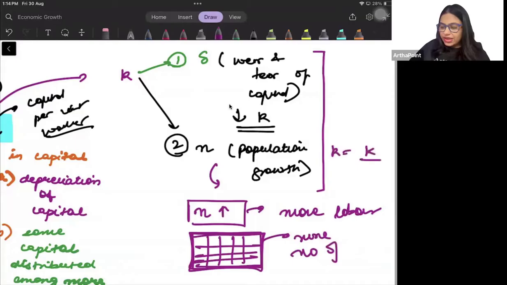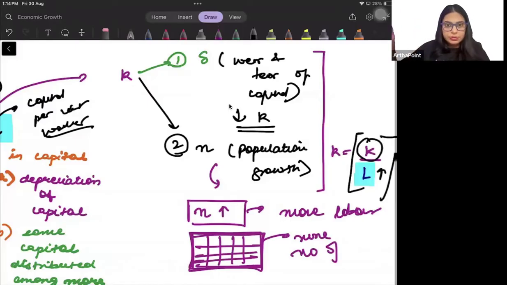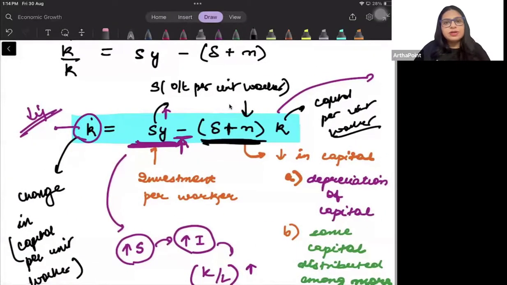Small k was K by L. So when labor is increasing, then the same capital needs to be distributed among more people. So capital per unit worker will decrease. हर इंसान को जो मिलेगा वो कम हो जाएगा. So imagine land. When there were 5 people for 1 acre of land, everyone was getting 1/5 acre of land. But now when people increase to 10, everyone will get 1/10 acre of land. So everyone will get less land when the number of people increase. So there are two reasons why capital per unit worker will decrease. So these are decreasing this and this is increasing it.